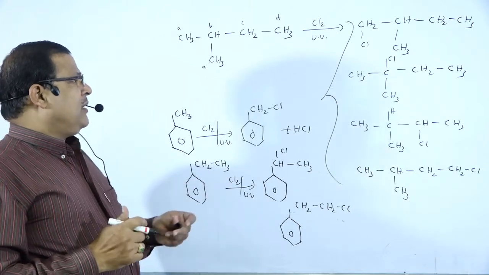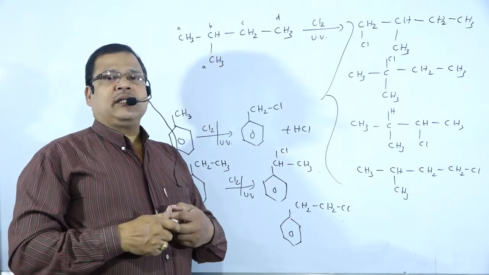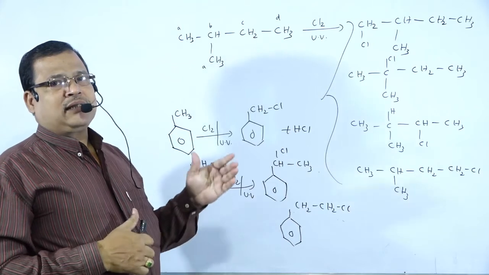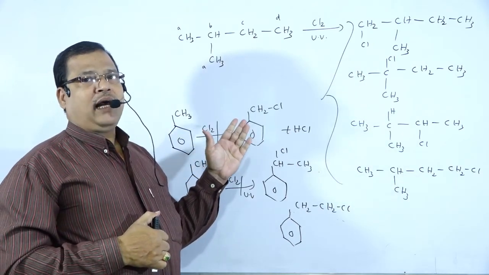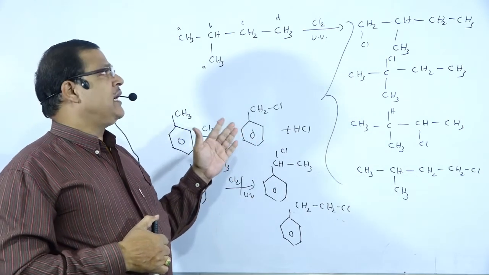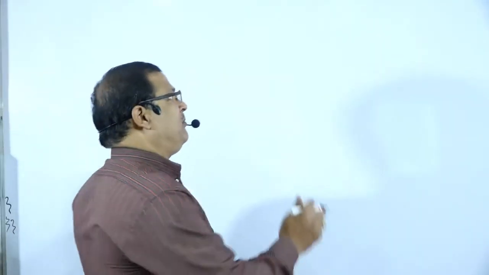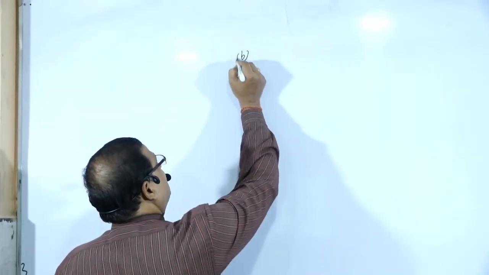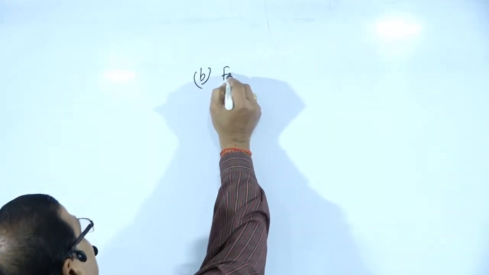So these are the halogenation reactions which lead to the formation of alkyl halides from alkanes. Next we proceed to the other methods of preparation. Next one is the method of preparation of alkyl halides from alkenes. Second method for the preparation of alkyl halides: from alkenes.